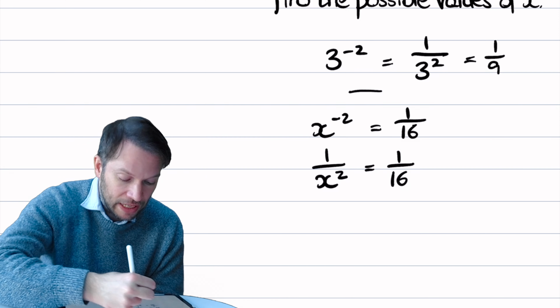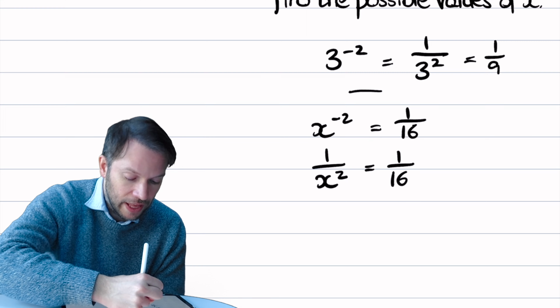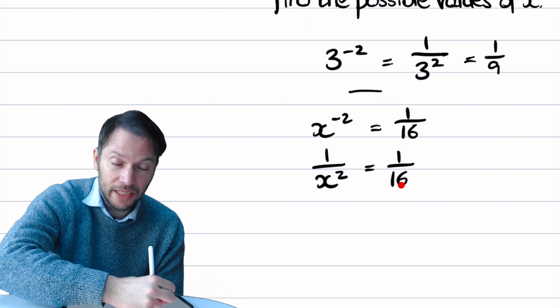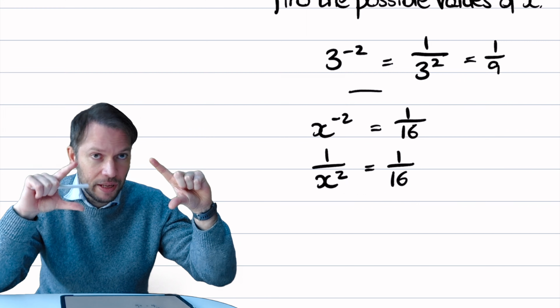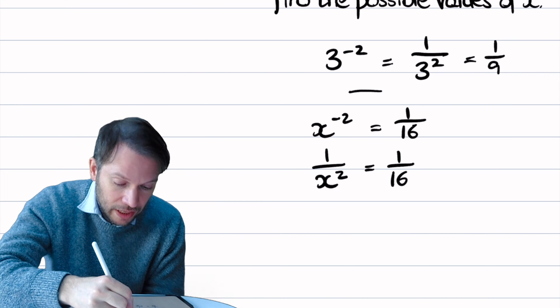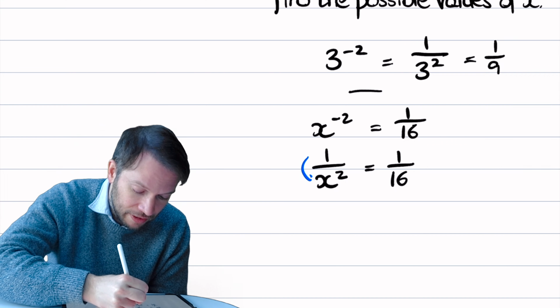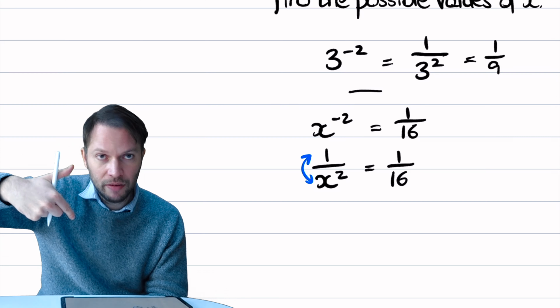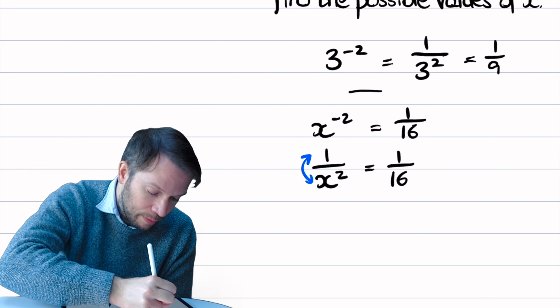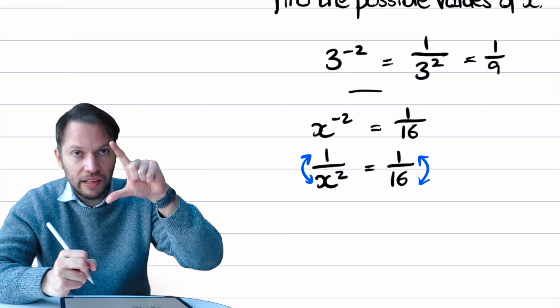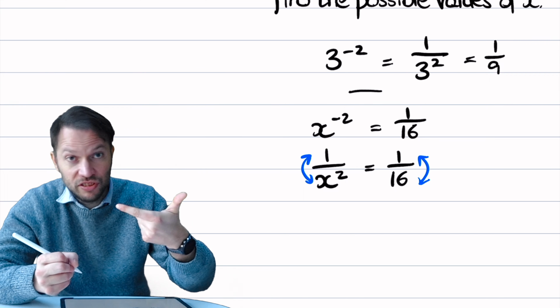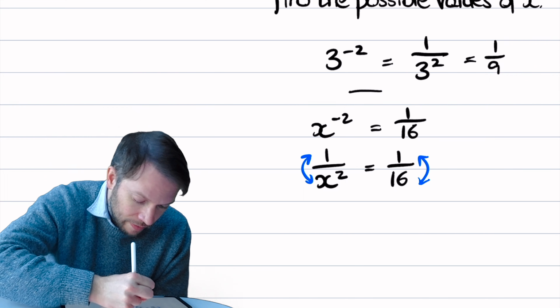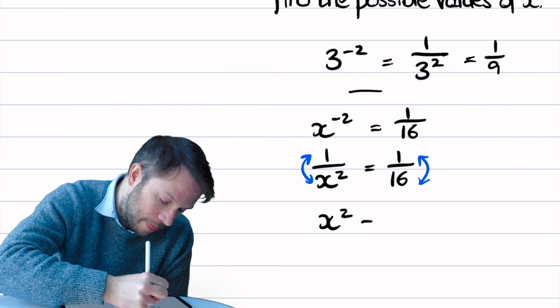So you can just see by matching, look, this 1 is equal to this 1, so that x squared would have to be equal to the 16. So what we're effectively doing is we can reciprocate both sides of the equation. So we can reciprocate the left-hand side. So 1 over x squared becomes x squared over 1, which is just x squared. And we reciprocate the right-hand side, so the 1 over 16 becomes 16 over 1, which is just 16. So we now have x squared is equal to 16.